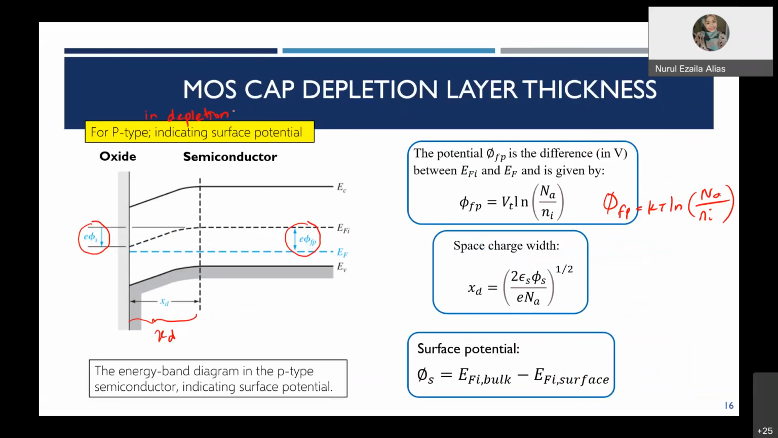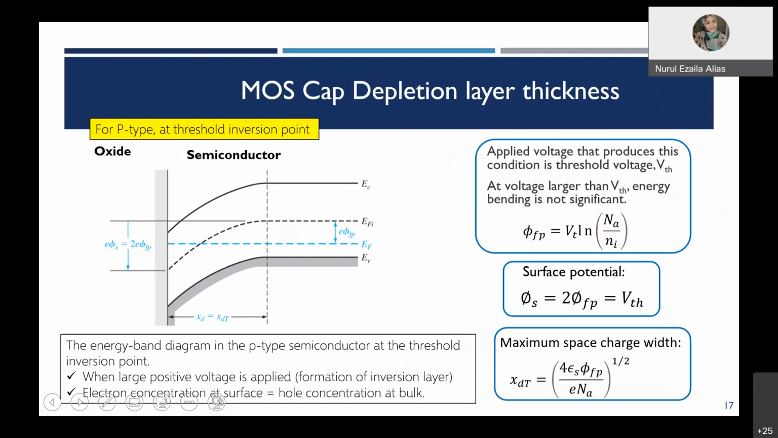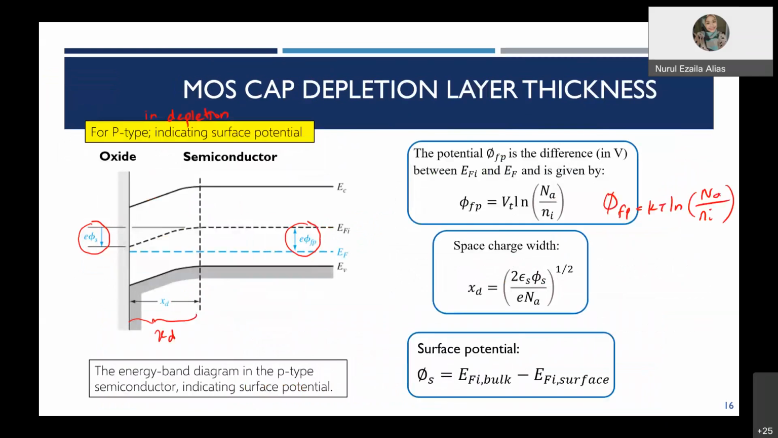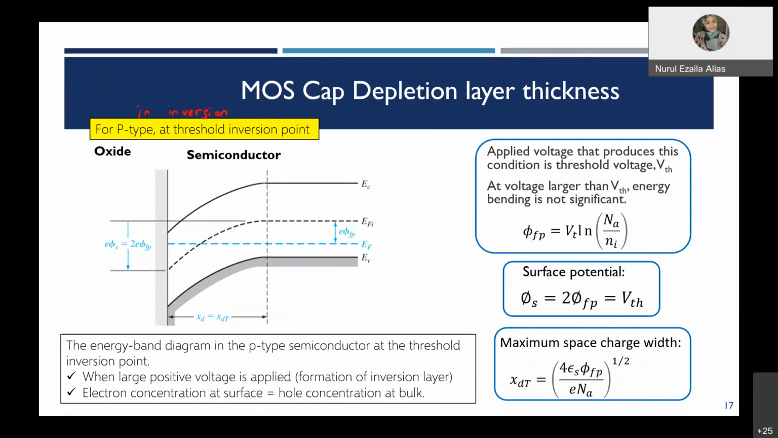However, what happens during inversion? You know that during inversion you apply a very large positive voltage over here, and the space charge region is now extended to XDT. The depletion width increases due to the accumulation of minority carrier electrons over there, and XDT will be extended. The bending now is much larger, and it will create an XDT.